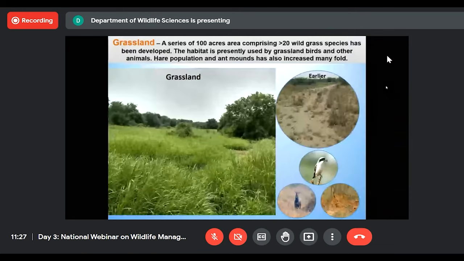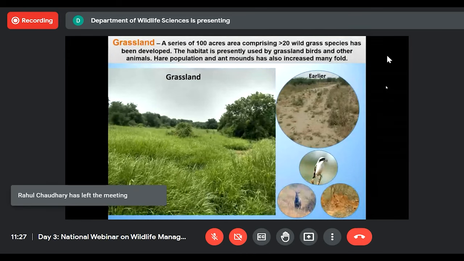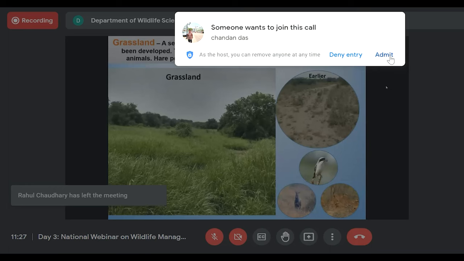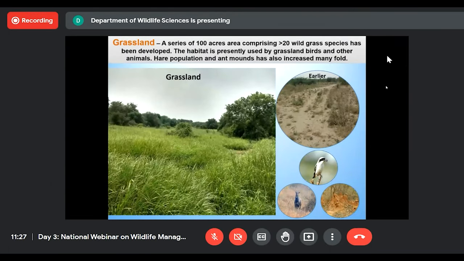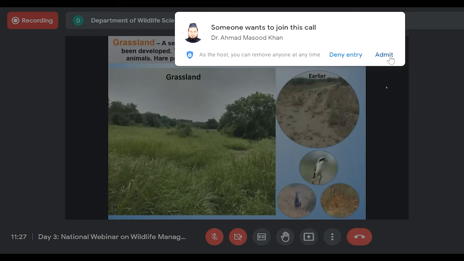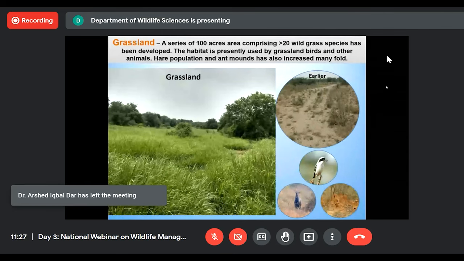Next, please. Then if you're talking about biodiversity or a nature reserve, you should have habitat diversity within. So the center flatland, which earlier used to be a barren cattle grazing area, was developed as grassland.